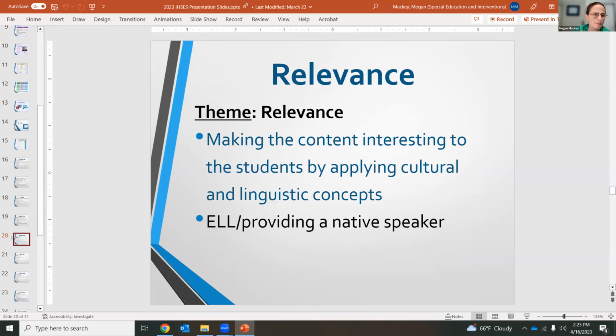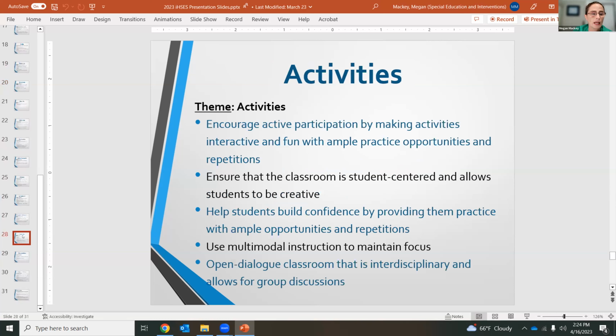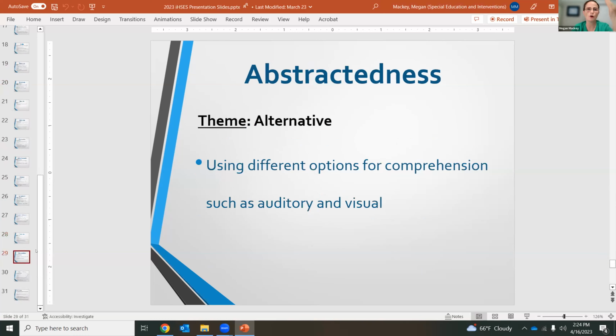So then you'll see these. I'm not going to do one from every single example, but there's one on every single slide for you to see. These are in order from the most frequent to the least frequent. Abstractedness had the lowest frequency. The big thing with this was it's too abstract, I don't understand it. So let's give options for students to be able to comprehend it, doing auditory and visual at the same time.